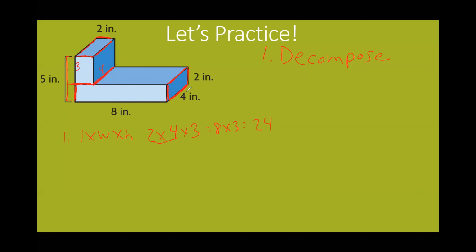Now we're talking about inches. Inches, inches. How many did I multiply? I multiplied 1 dimension of inches, 2 dimensions of inches, and 3 dimensions of inches. So that's why we have that inches cubed, or cubic inches.